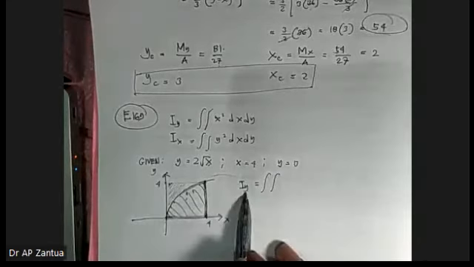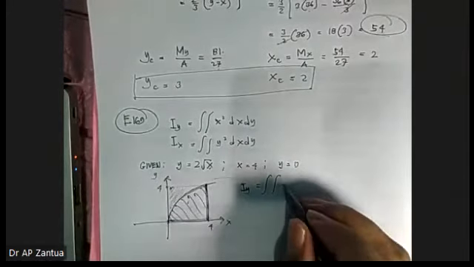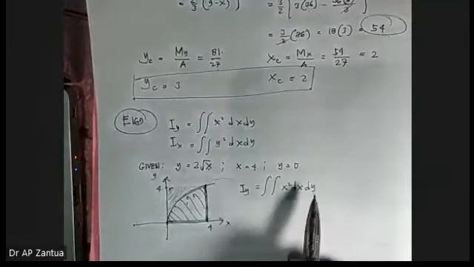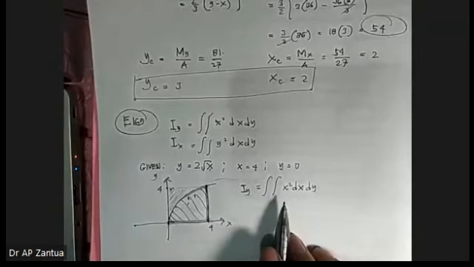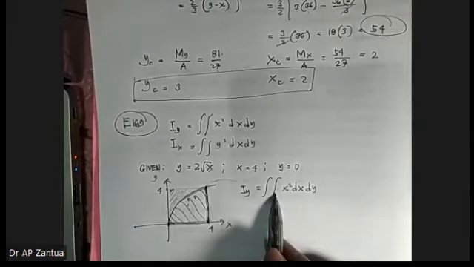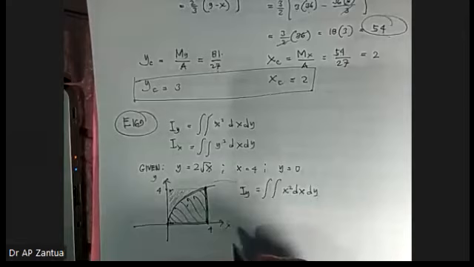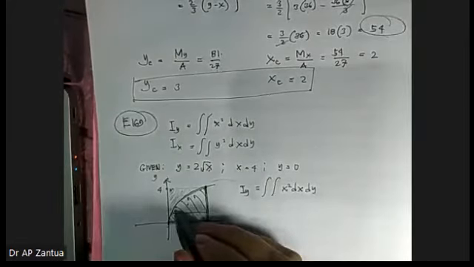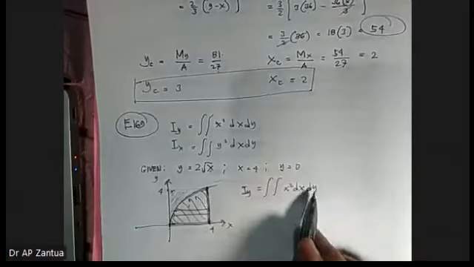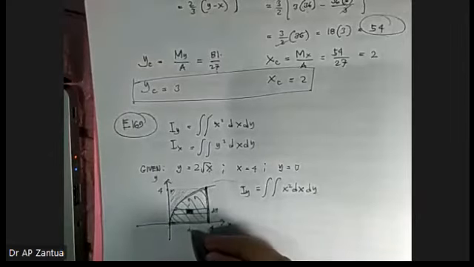For inertia with respect to y, we have the double integral of x squared dx dy. What is the limit for x? When you are looking at the outer strip dy, something like this, this is the outer, and then we do the inner. That is the inner. This is dy. This is dx.